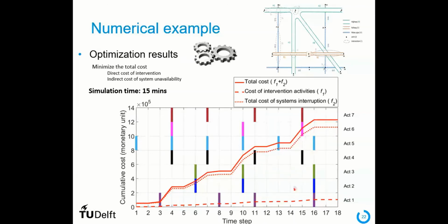This is the main result that we can get out of the solution. What you see here is the intervention program. For every intervention activity, the optimization problem tells us when every activity must be executed. Like activity number 1 should be executed at time step number 3, or maybe month number 3, 8, 11, and 16. Activity number 2 must be executed at 6, 10, and 16, and so on for all activities.